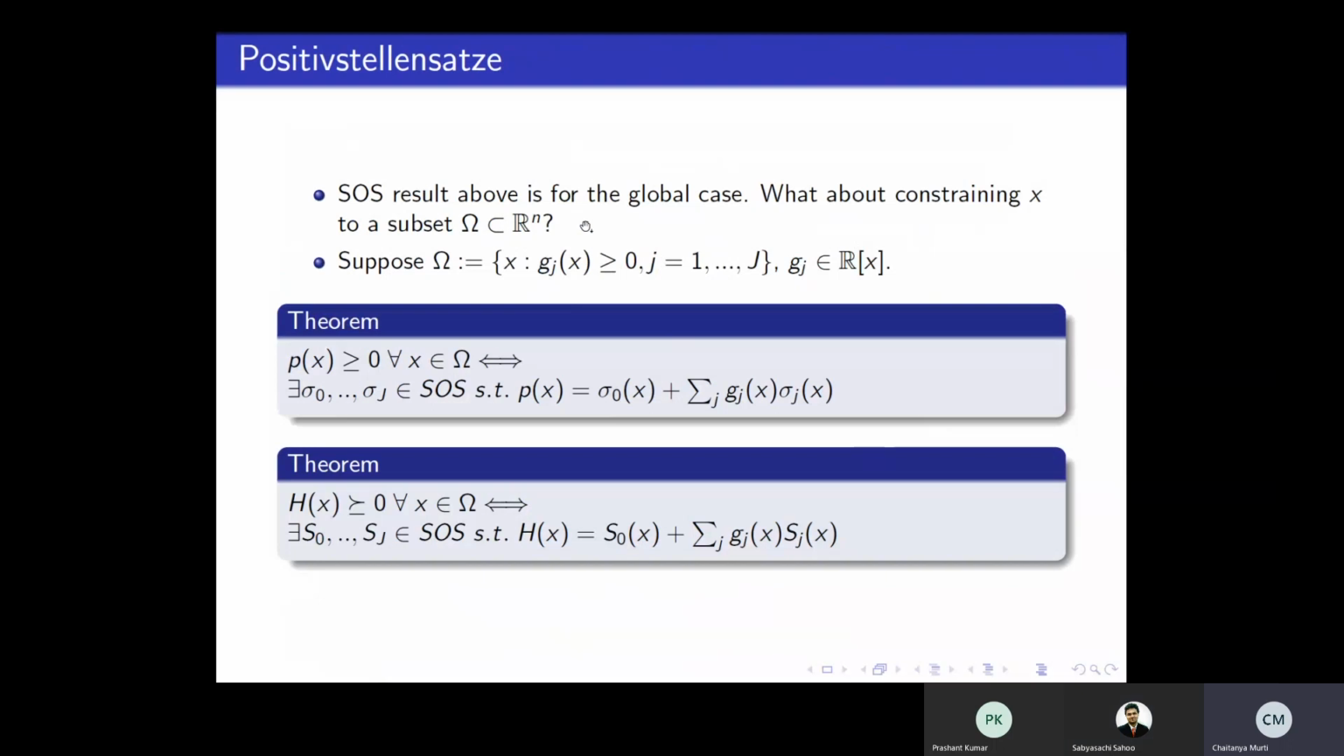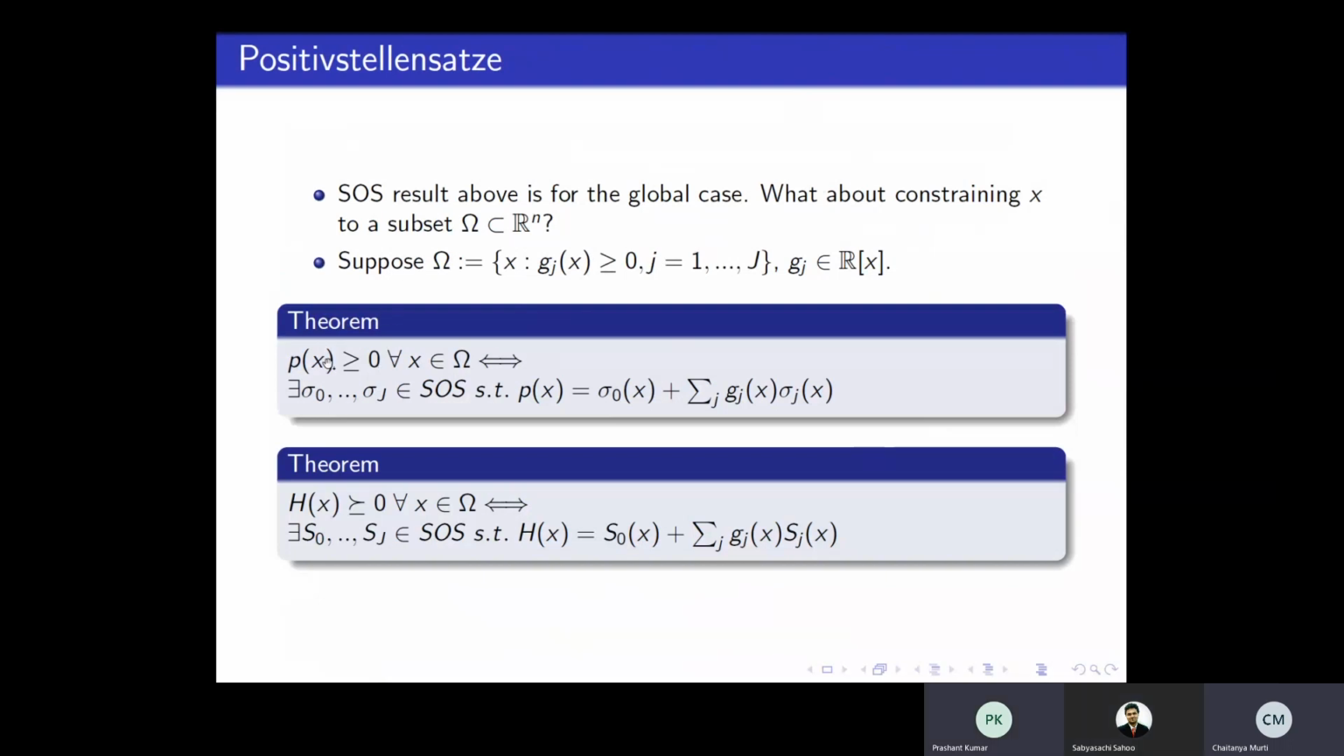Now we have to go one step further. What we have is that this result is for the global case. There's no constraints that we can add to it. But now let's say we have a semi-algebraic set, where some g_j are polynomials. So R[x] basically is the set of polynomials in x. Okay, that's just notation. So omega is a set that's defined by g_j(x) being non-negative, right? And so we are constraining x to this subset now.